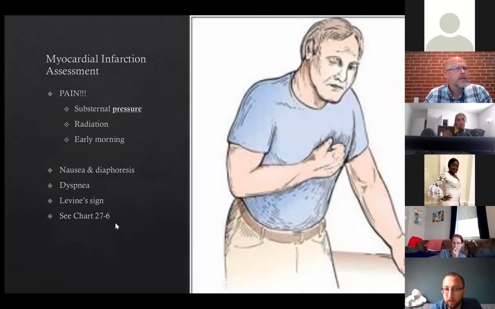So what is this patient exhibiting here? Is called Levine sign. Has anybody heard of Levine sign before? This is when you'll have a patient experiencing a heart attack that's just kind of holding their chest. That's indicative of the pain associated with an MI. Substernal pressure and radiation. They may have the shortness of breath and diaphoresis.